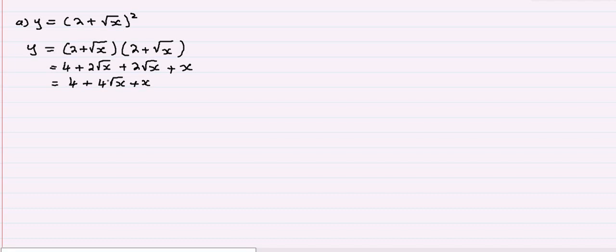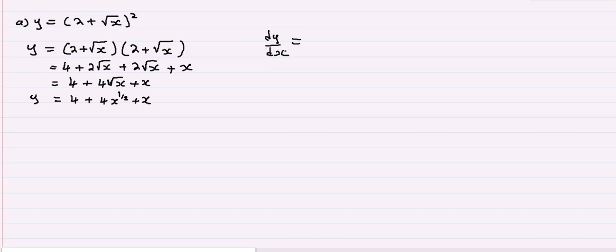I said if we have the root, you write it as an exponent. This is the same as 4 plus 4x exponent 1 over 2 plus x. This is your y. We haven't found the derivative. So if we need the derivative, we are going to say dy over dx.